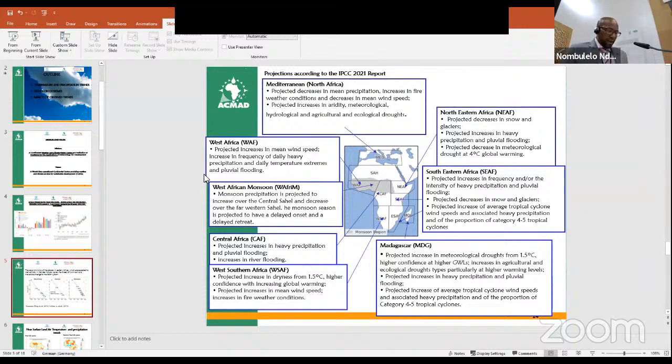Over Central Africa, we are expecting an increase in heavy precipitation and fluvial flooding. We also expect an increase in river flooding. In Southern Africa, we are expecting an increase in dryness from 1.5 degrees Celsius, with higher confidence with increasing global warming. We are also expecting an increase in the mean wind speed and an increase in fire weather conditions.